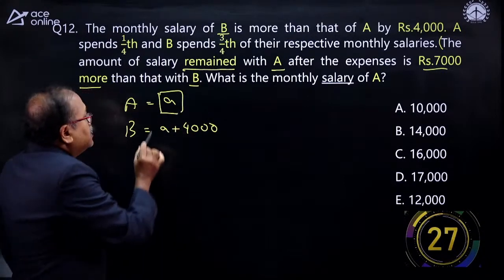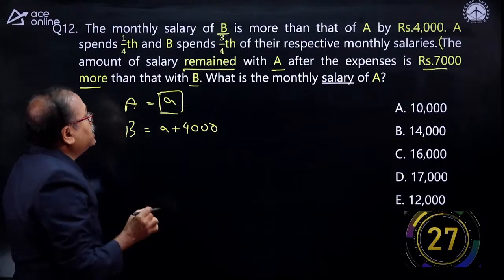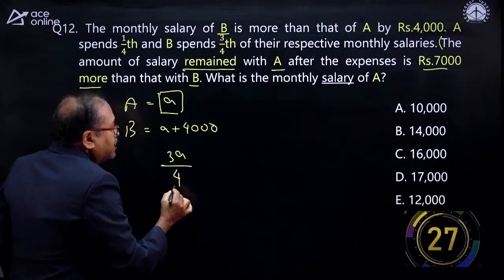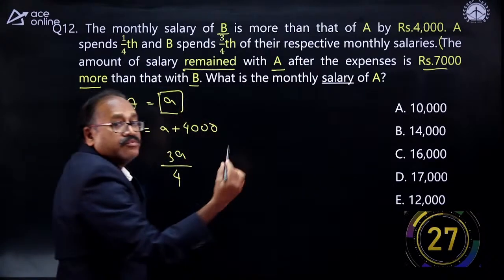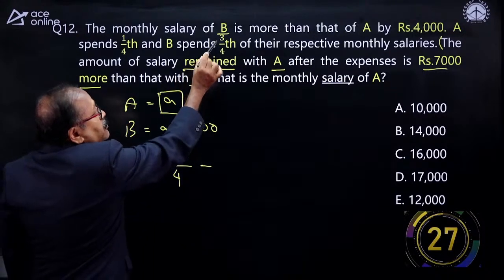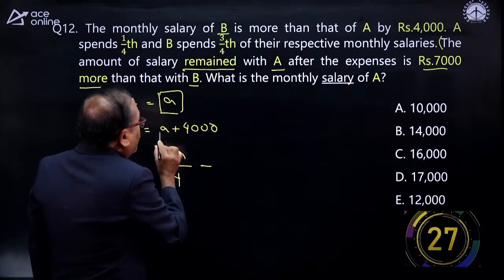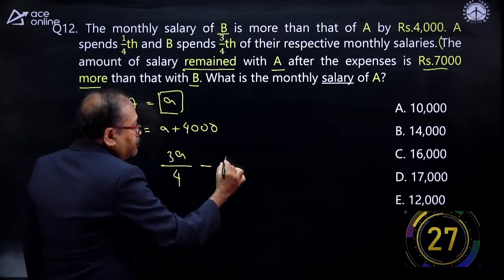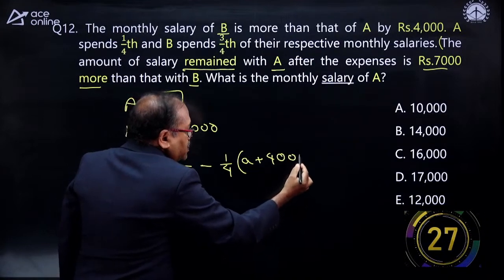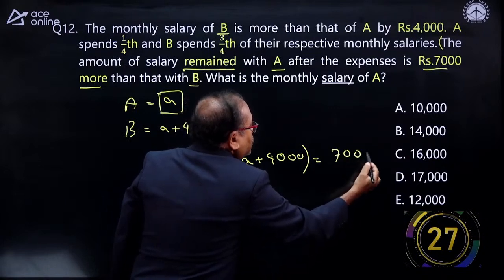Please understand that he saves how much? 1/4 is the expenditure, so 3/4 is the saving. So A is 3 by 4. This is the saving, and the saving of A is 7,000 more. The saving of A minus saving of B. So what is the saving of B? 3/4 is the expenditure, so 1/4 will be saving. So 1/4 of A plus 4,000, I am just writing the equation, or else in the exam you will not write this step, which is equal to 7,000 rupees, as you have been given.